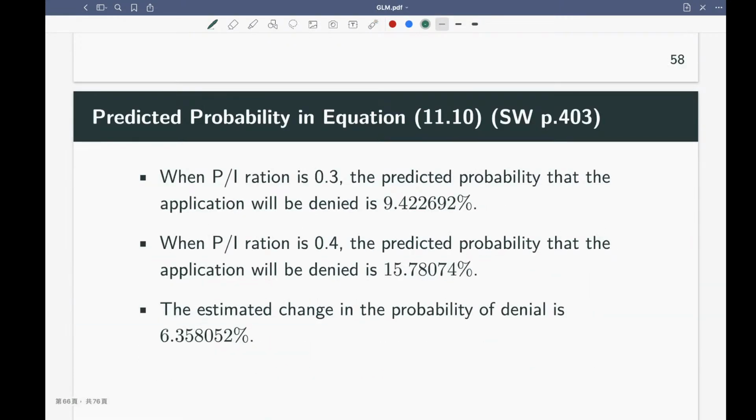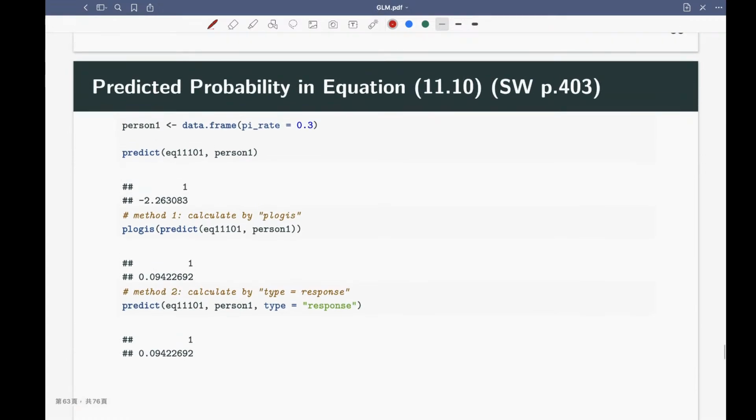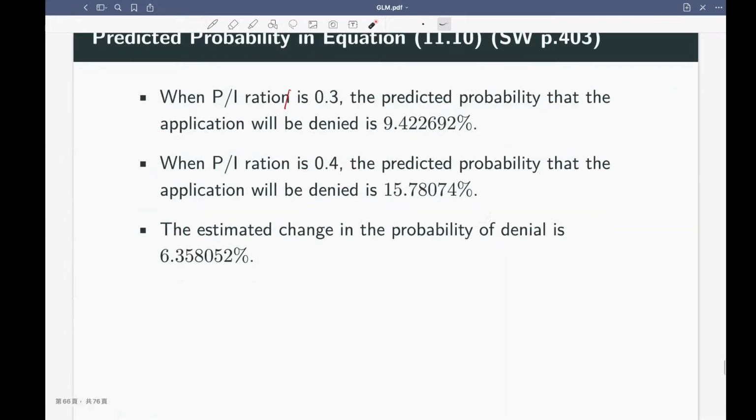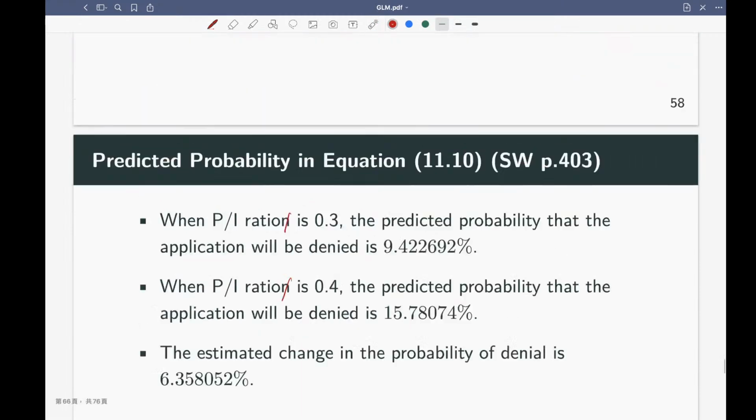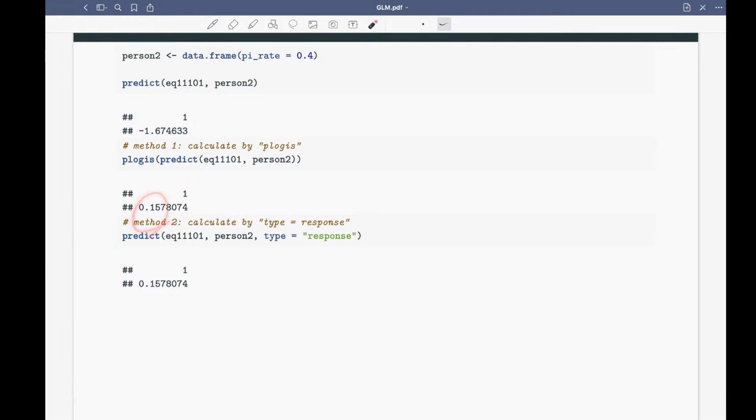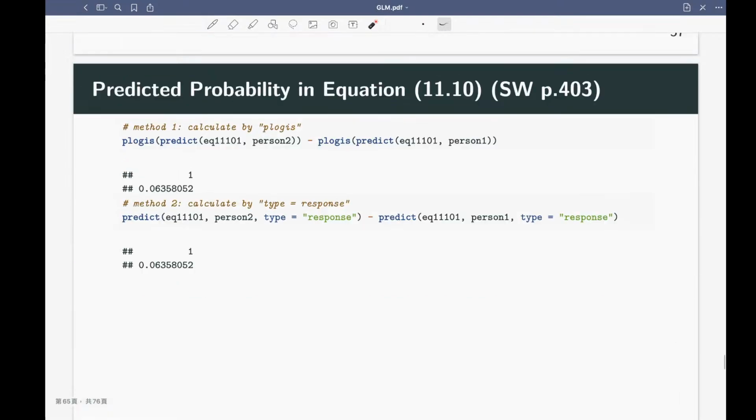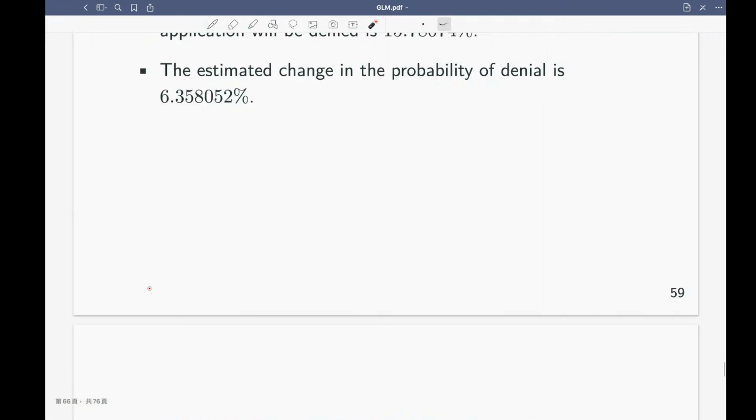Okay, so when the PI ratio is 0.3, the prediction probability is equal to 9%. When the PI ratio is 0.4, the prediction probability is equal to 15%. And their difference is 6%. Okay, so you can find this result here.